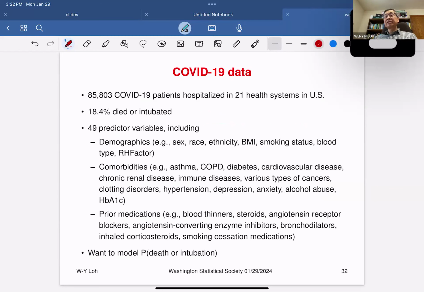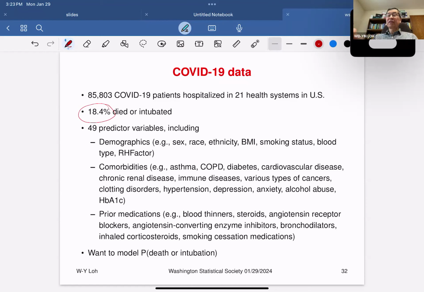Now, before I finish, I want to tell you about something very interesting about COVID data. During the three years of COVID, I was involved in a very big study of 21 health systems across the United States, sponsored by the National Cancer Institute. Wisconsin was the center where all this data were sent. What I tell you is only the initial part of the data. It already has 85,000 COVID patients, and about 18% of them died or were intubated. One of the questions was, what variables would be predictive of somebody dying from COVID-19 or getting intubated among those patients admitted to hospital?